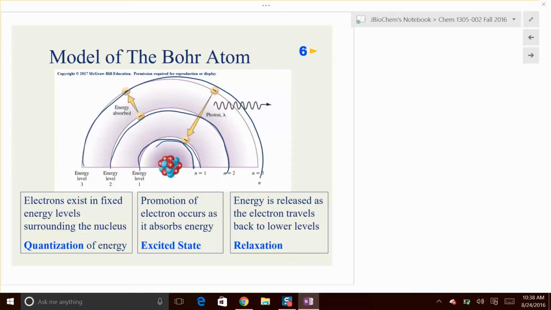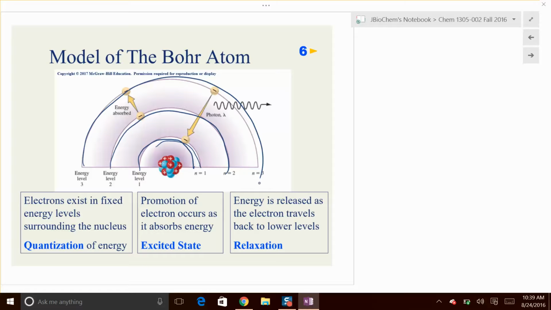Helium has 2 electrons. Both of them are in the very first energy level. Lithium has 3. 2 of lithium's electrons are in the first energy level, and its third electron is in the second energy level. Oxygen has 8 electrons. 2 of them are in the first energy level. 6 of them are in its second energy level.